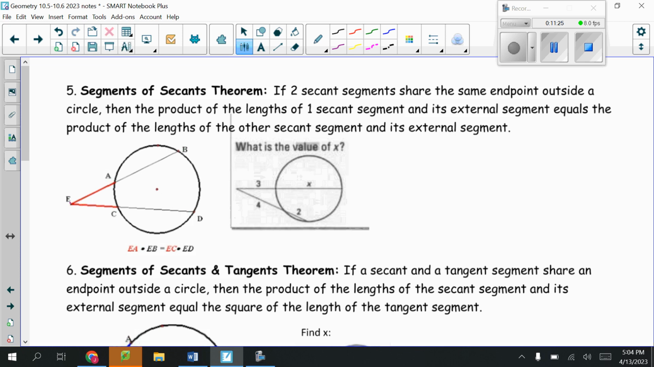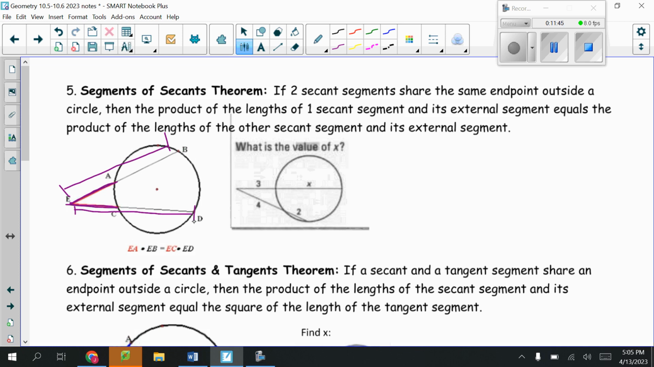So here, AE and EC are my externals. So on the first secant, I would take EA, multiply it by the entire secant, EB. Set that equal to the outside part, EC, times the entire secant, ED. So we're going to try one of those.